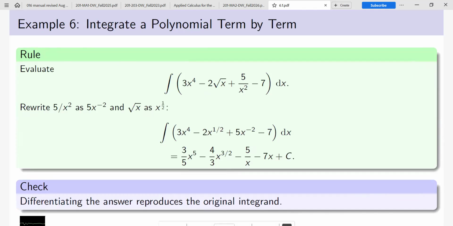We rewrite the reciprocals as negative powers and roots as fractional powers before integrating term by term. The derivative of the final expression returns every original term, unless you start daydreaming halfway through the calculations.